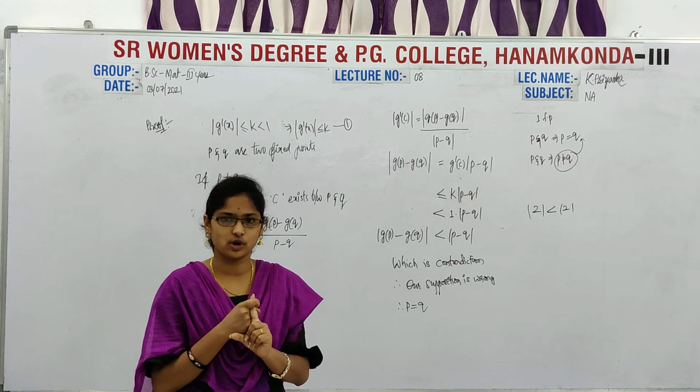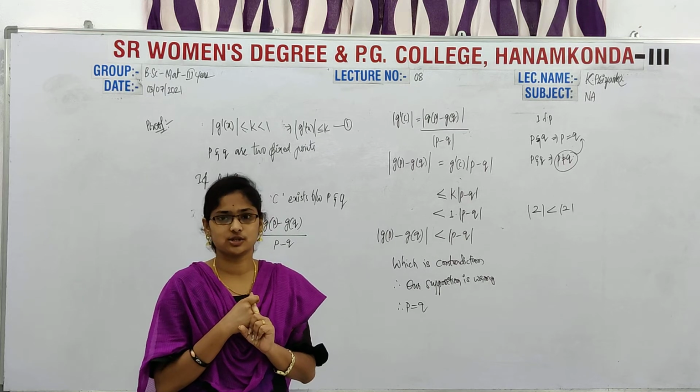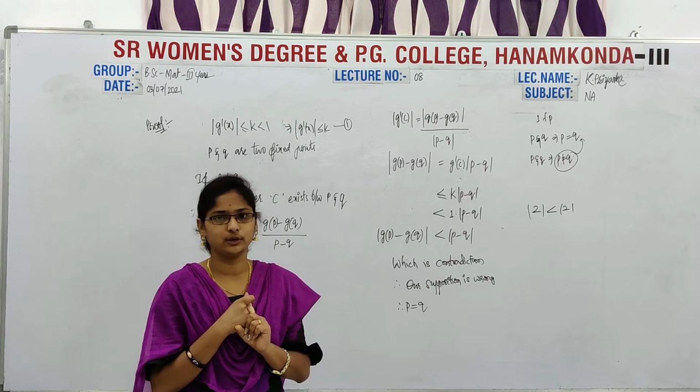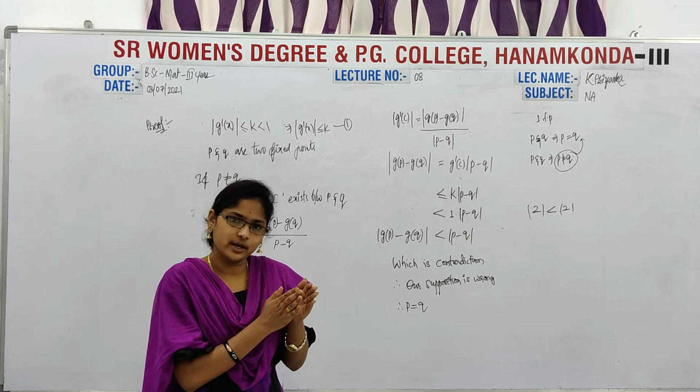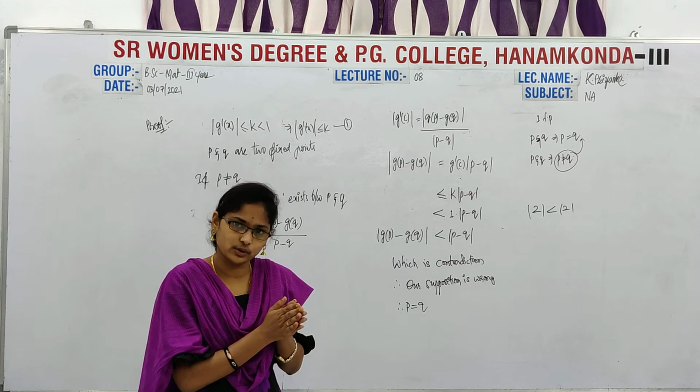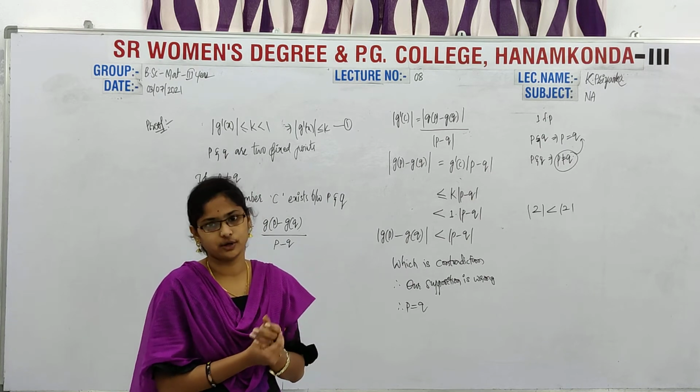Otherwise, by taking P is not equal to Q, and if we are able to prove that our consideration is wrong, then we can say that directly P equal to Q. Instead of proving P equal to Q, it is enough to prove that P is not equal to Q.